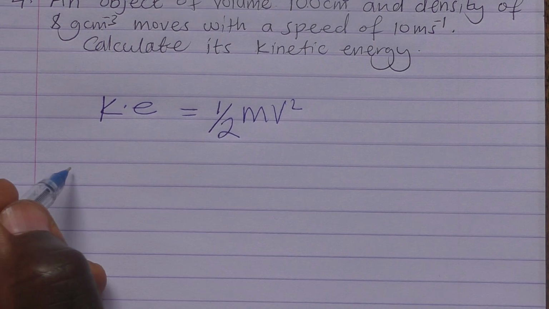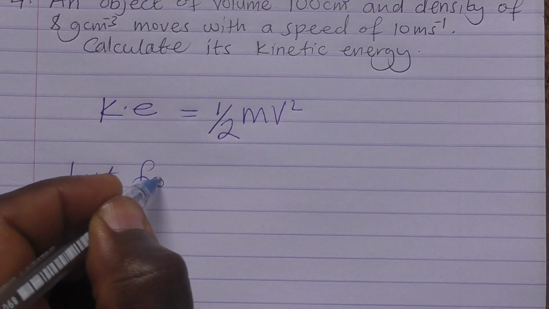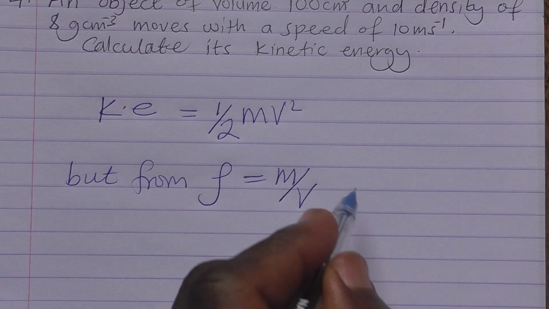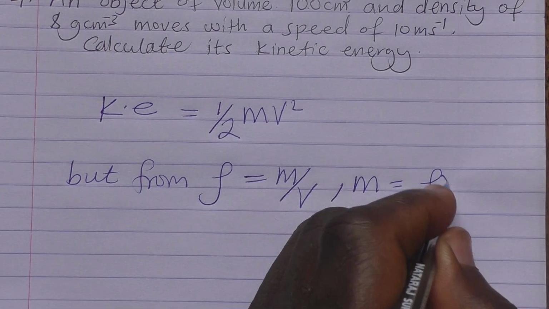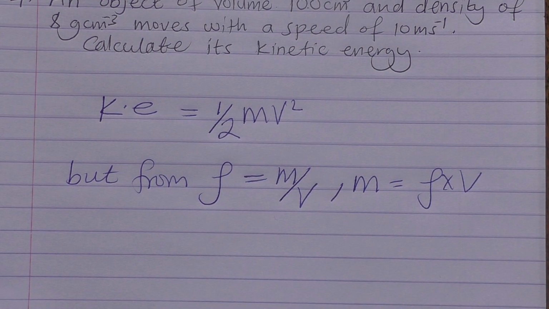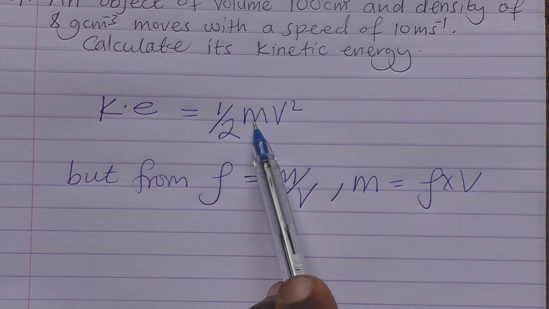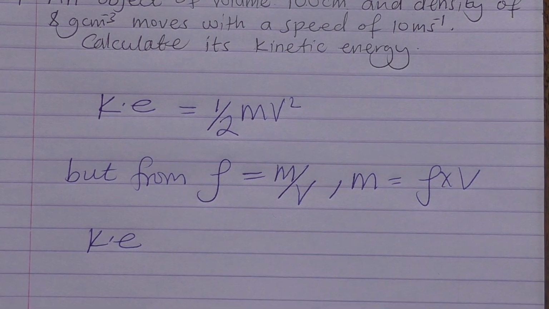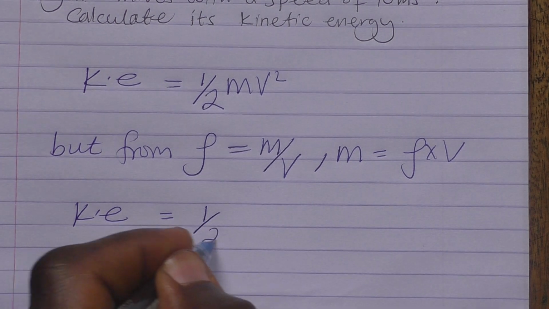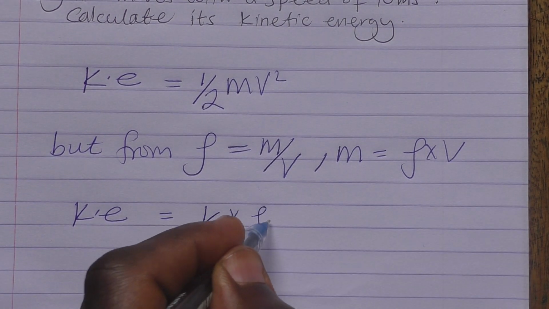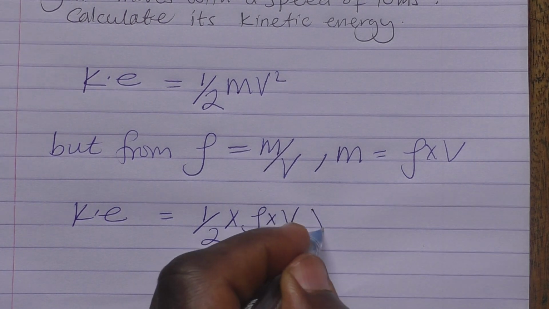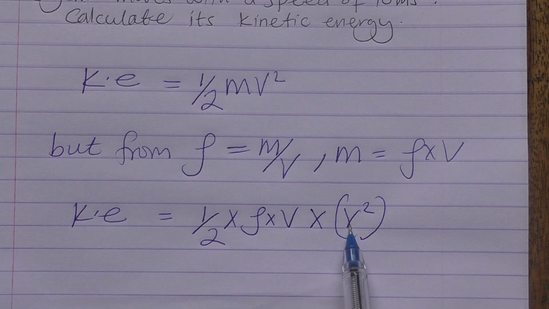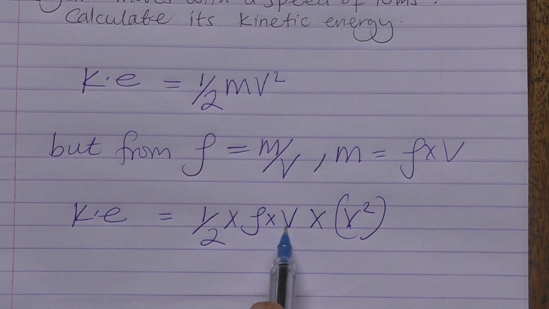Don't forget that from density equaling mass over volume, we can make mass the subject, where mass equals density times volume. And therefore, instead of mass, we shall say density times volume. So that gives us kinetic energy as a half times the mass, which is density times volume, then times v squared. Don't confuse this v. This v is velocity, this one is for volume.